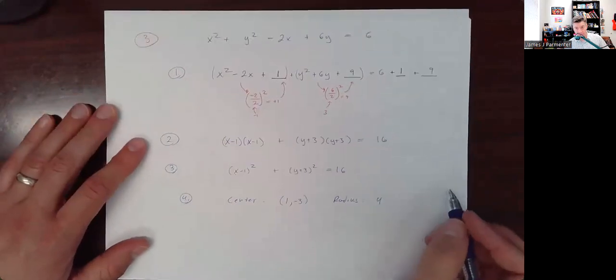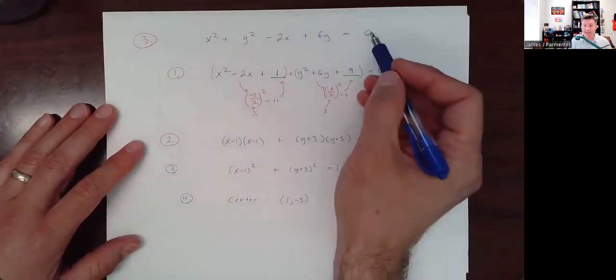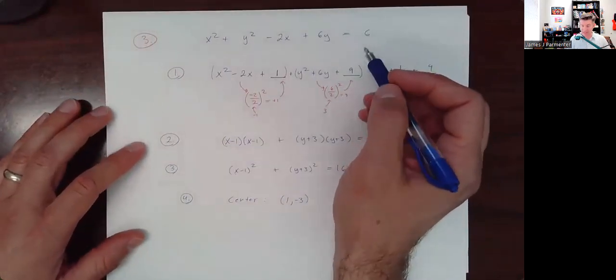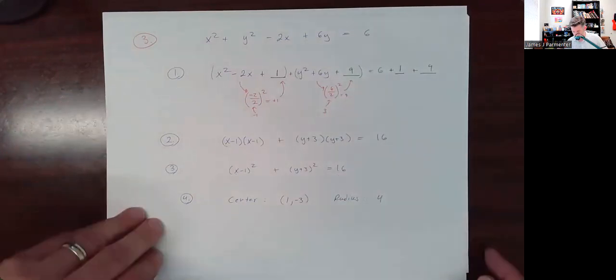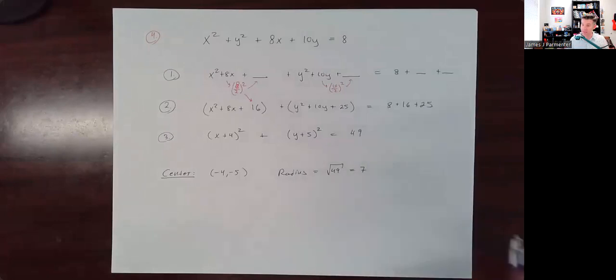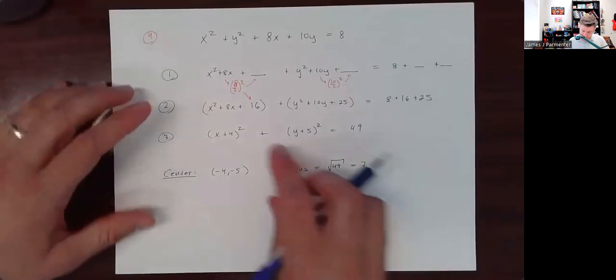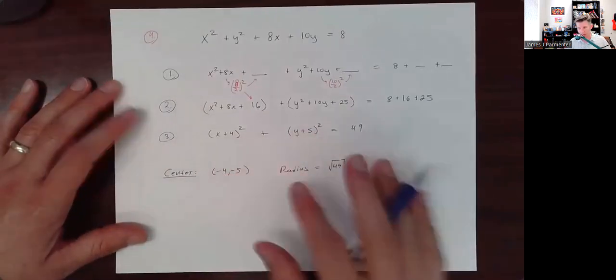I want to point out that this number over here really has nothing to do with the radiuses, right? The radius is not the square root of 6. And over in the second problem, the radius is not the square root of 8. You have to write it in the standard form to be able to look at it and see, oh, there's the center, there's the radius.